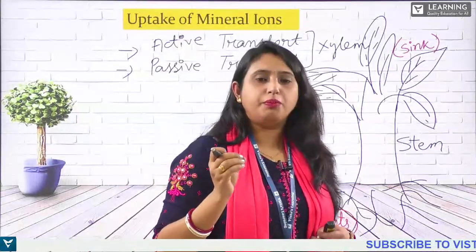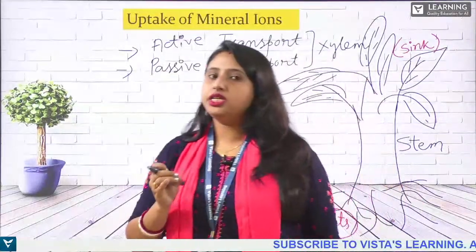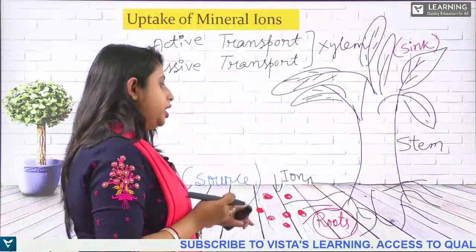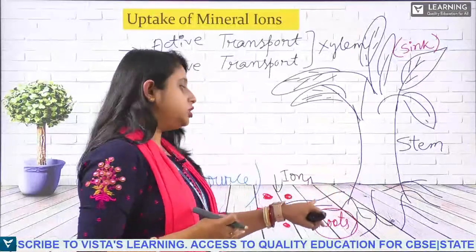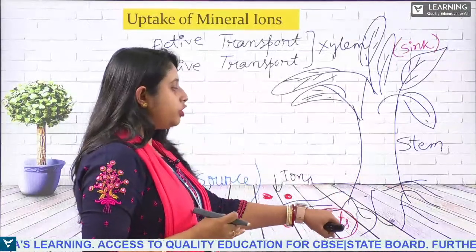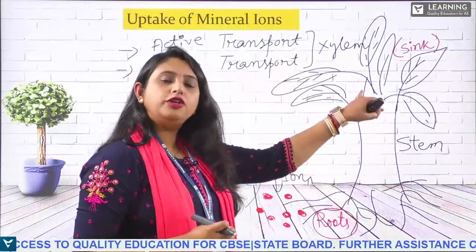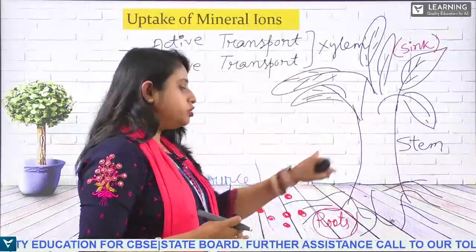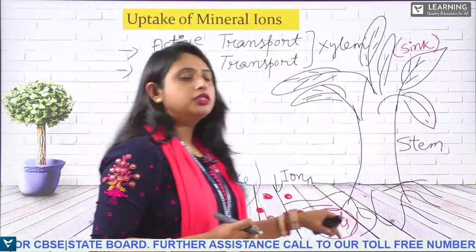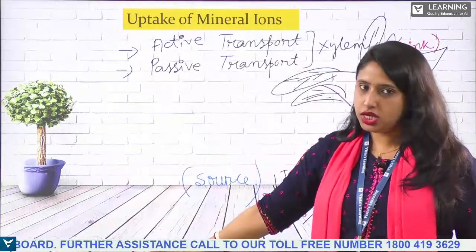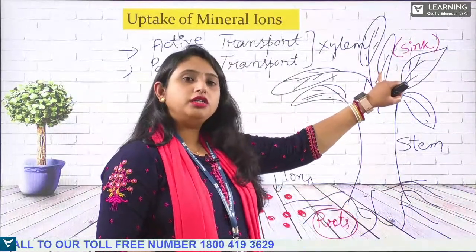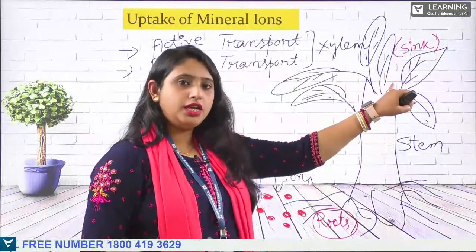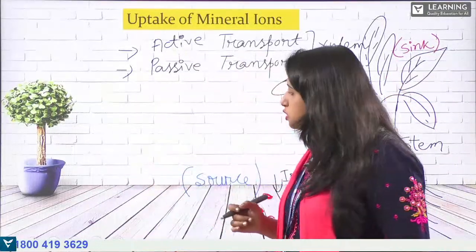So here what happens is the loading. That is, the loading of the mineral ions should take place from the roots to the different parts of the plants. Where the mineral ions are present, it is called a source, and where they will be transported to different parts, it is known as the sink. Is that clear? So who is responsible for that?